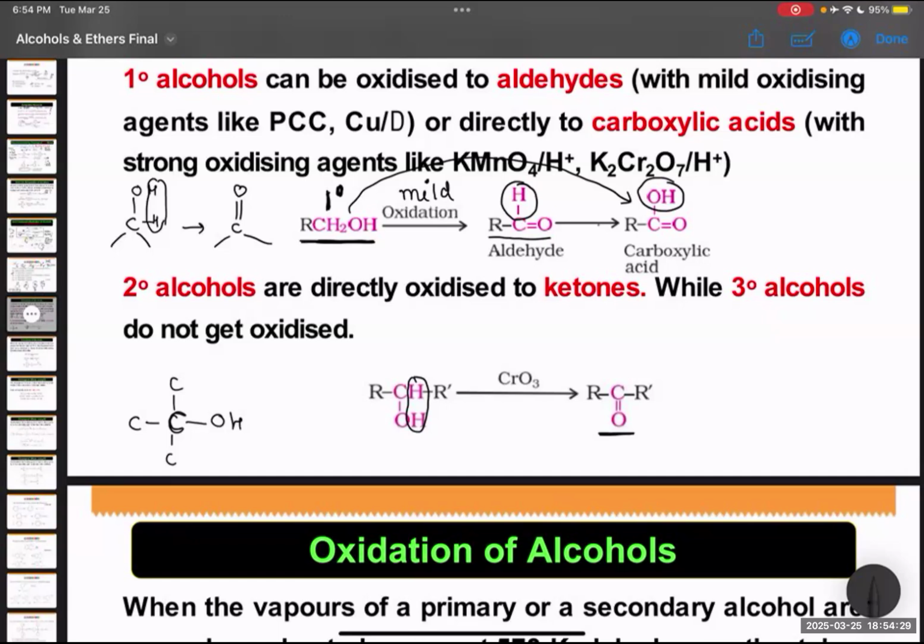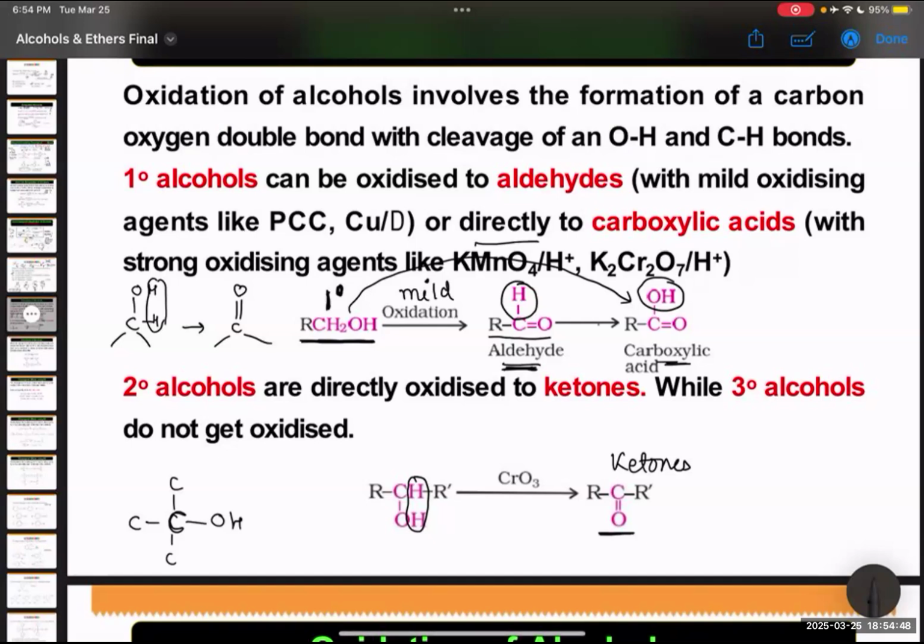Secondary alcohol gives you ketone. Primary alcohol can give you aldehyde or carboxylic acid. If you use a weak, mild oxidizing agent, you get aldehyde. If you use a strong oxidizing agent, you will get carboxylic acids. Strong oxidizing agents are like KMnO4, K2Cr2O7, H+. They are strong. Mild oxidizing agents are PCC, pyridinium chlorochromate, and copper and heat. Red hot tube of copper. This is delta. So I hope this is clear to everybody. Clear?